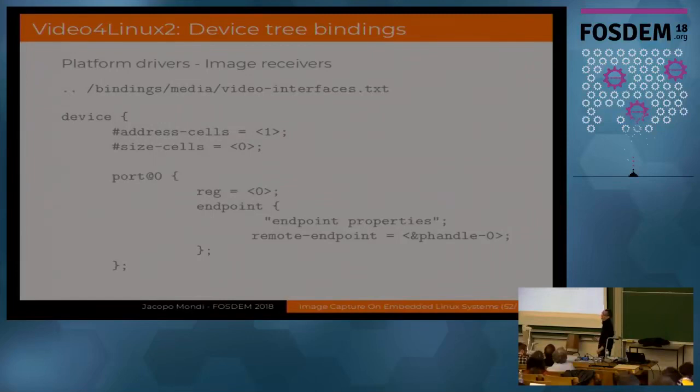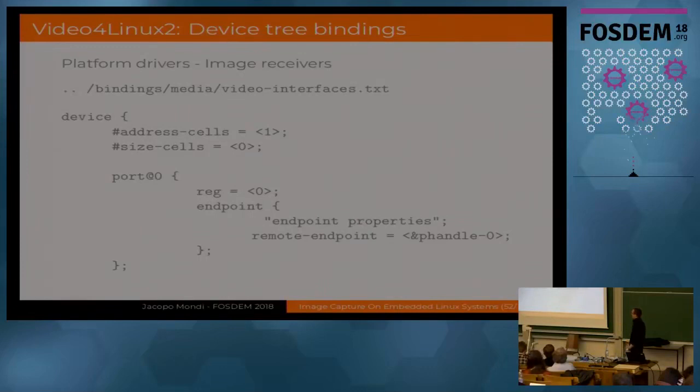You will have a set of ports. Each port effectively corresponds to a physical input in your SoC on the receiving side. And each port has an endpoint, which instead describes the specific input through a set of endpoint properties. And there is this abstraction called the remote endpoint that points to a phandle, which is nothing but a reference to another device tree node, which is the sensor driver, let's say. In this way, you are describing a physical connection between the receiving side, the SoC host, and the sensor, the driver handling the sensor.